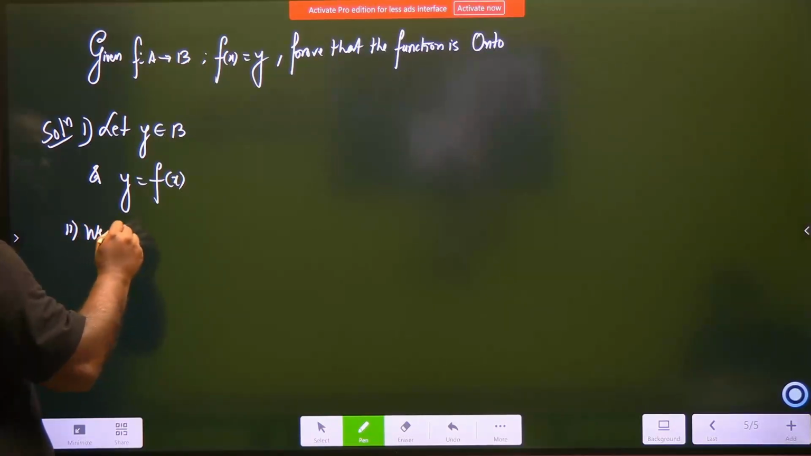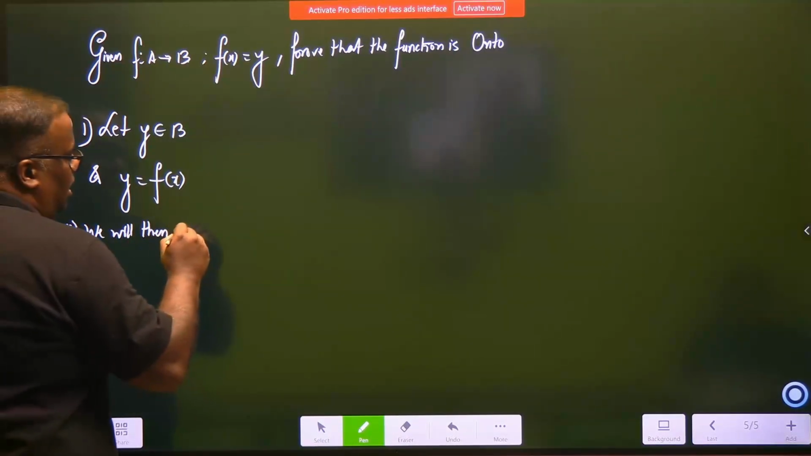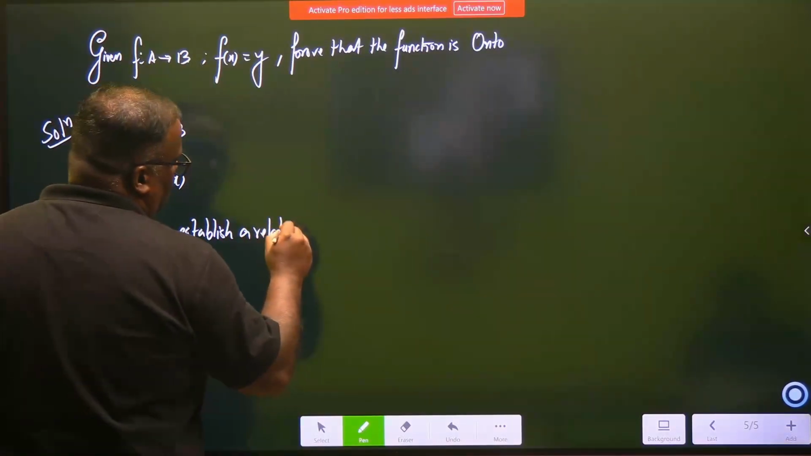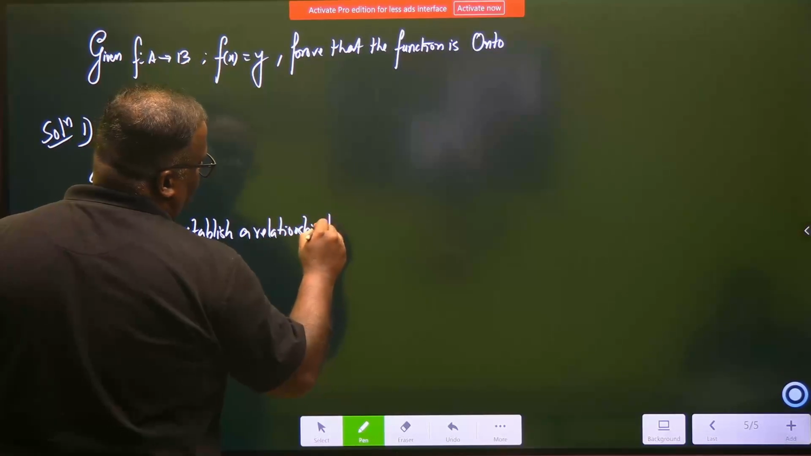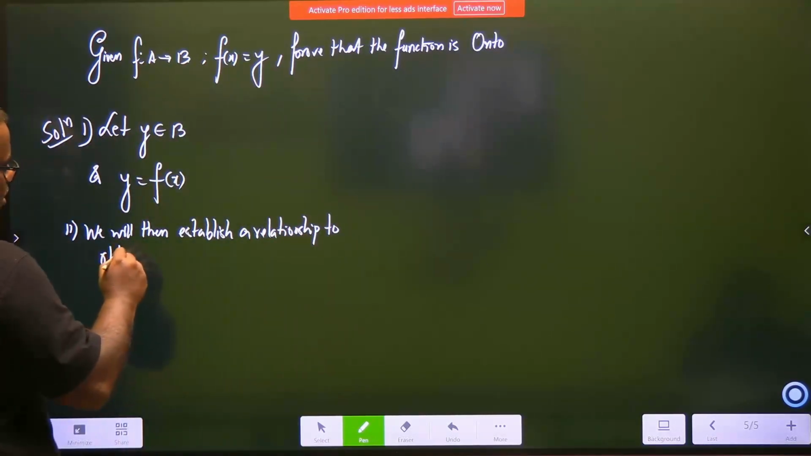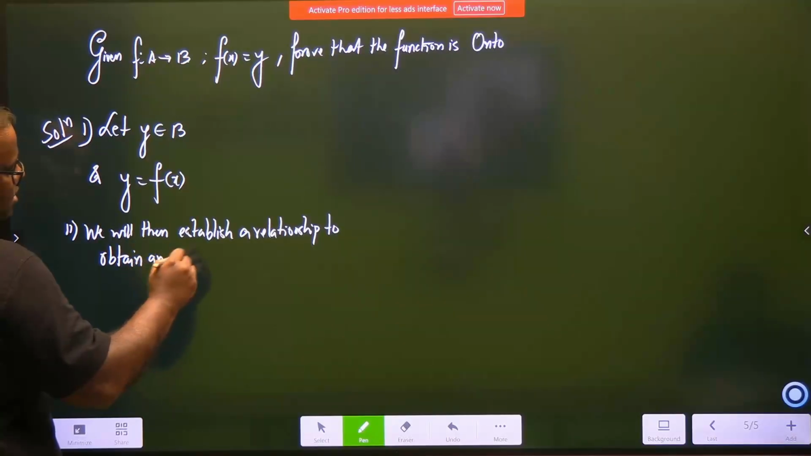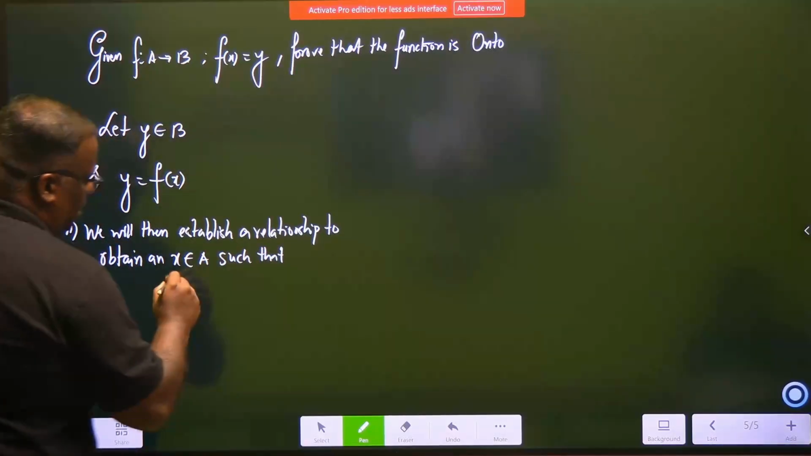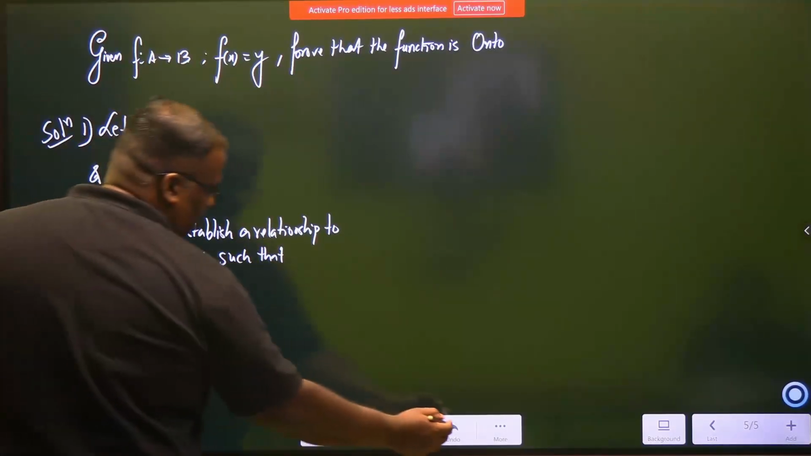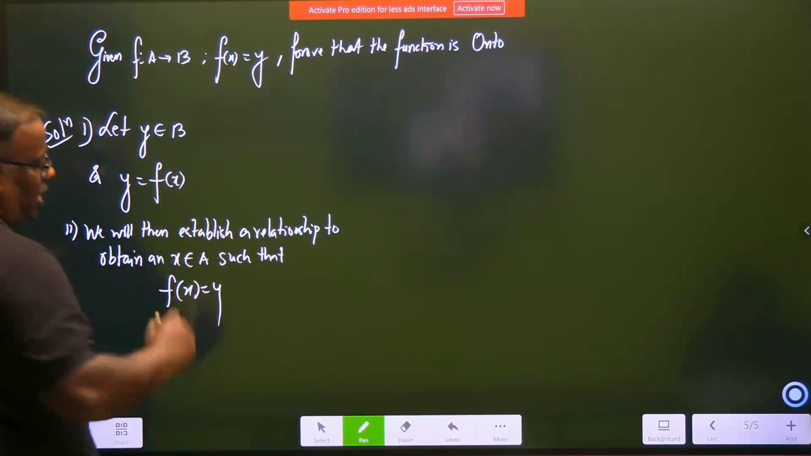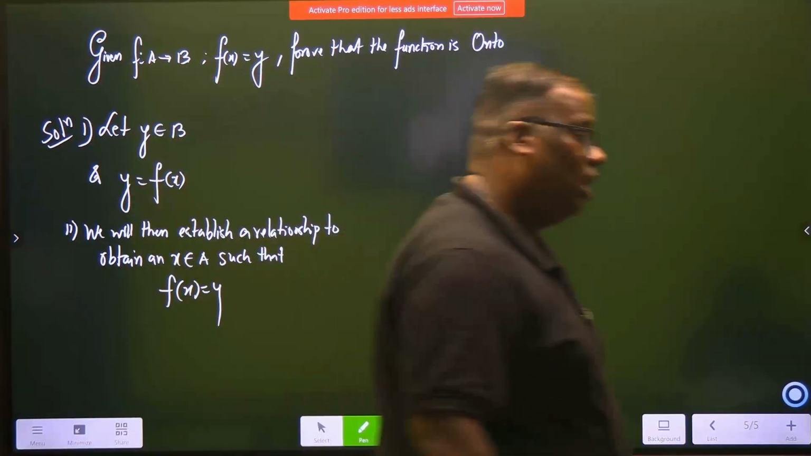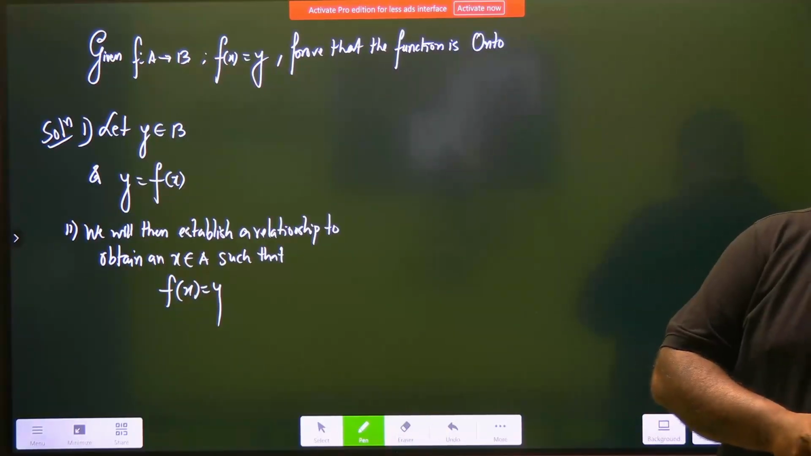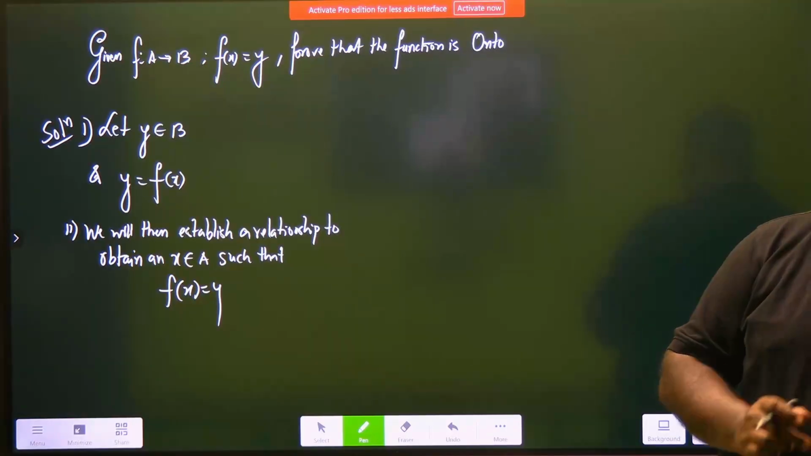We will then establish a relationship to obtain an x belonging to A such that f of x is equal to y. We will establish. Sir, how will you establish? That is what the trick is all about.